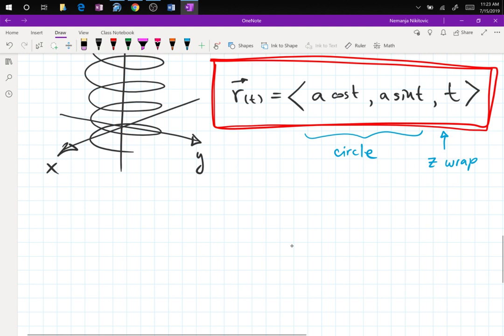Now, the interesting thing is what happens if you put in a sine function instead of the t. You get a Slinky.